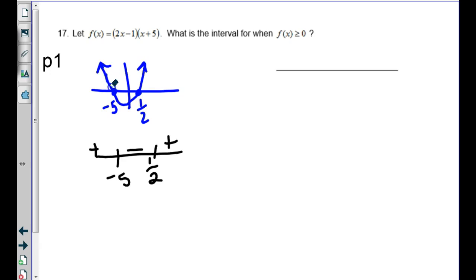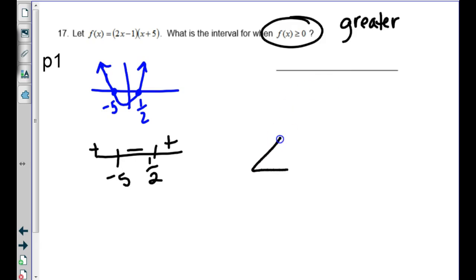Can you tell that from the graph? To the left, it was positive, in between negative. So where do we say this? Oh my goodness. Please tell me you know greater than from less than. That's an L, like a less than, okay? This is a greater than. So where is it greater than 0?